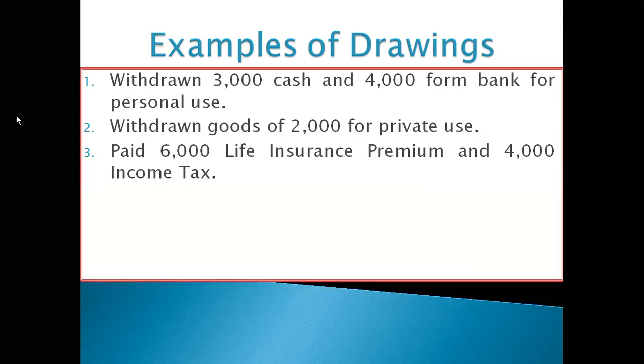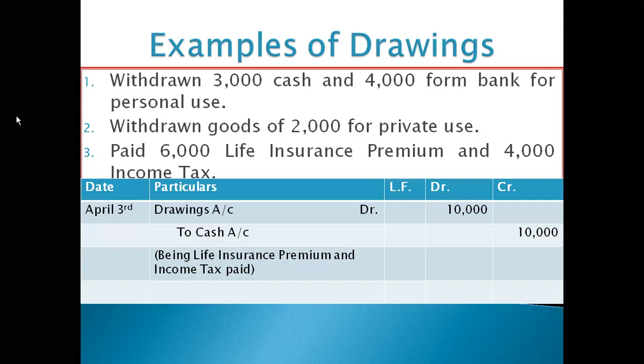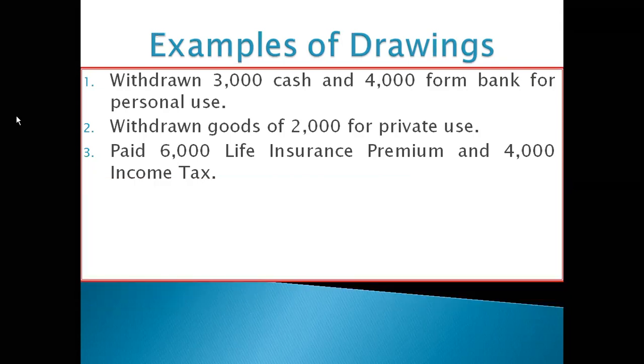The next and the last entry is paid 6,000 life insurance premium and 4,000 income tax. So life insurance premium and income tax, both are taken as drawings. So the entry would be drawings account debit 10,000 to cash account. The amount 10,000 is the sum of 6,000 and 4,000. So the narration is like being life insurance premium and income tax paid.